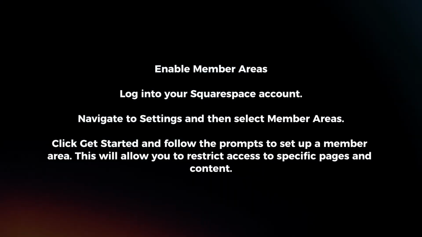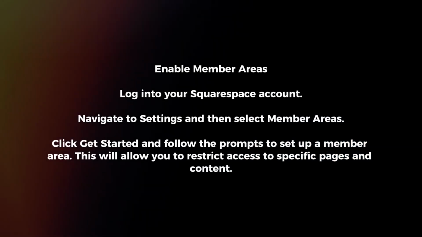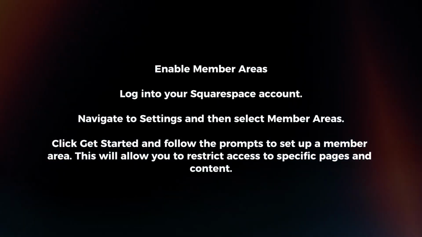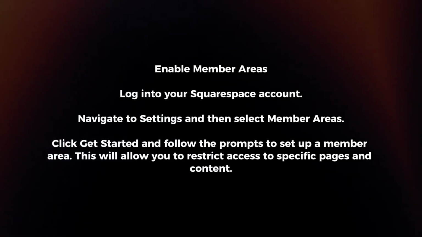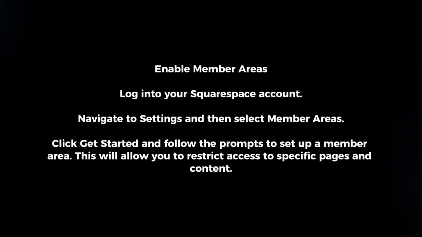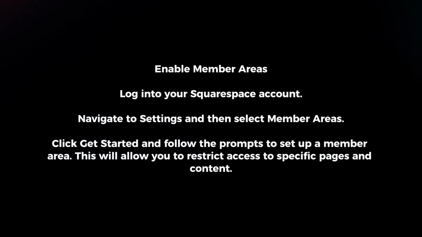Enable member areas. Log into your Squarespace account. Navigate to Settings and then select Member Areas. Click Get Started and follow the prompts to set up a member area. This will allow you to restrict access to specific pages and content.